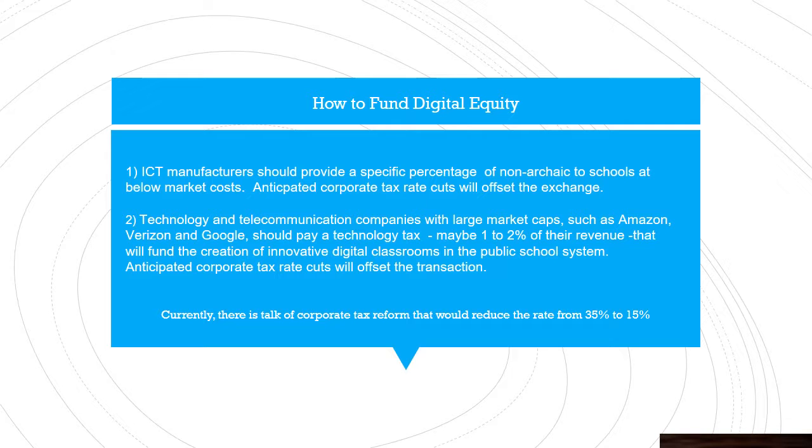The first is to have ICT manufacturers, such as makers of laptops and mobile devices, provide a specific percentage of non-archaic ICTs to public schools at below market costs. Anticipated corporate tax rate cuts will offset the exchange. I also suggested that technology and telecommunication companies with large market caps in the billions, such as Amazon, Verizon, and Google, pay a technology tax, maybe 1 or 2% of their revenue, and that will fund the creation of innovative digital classrooms in the public school system. Once again, anticipated corporate tax rate cuts will offset the exchange.